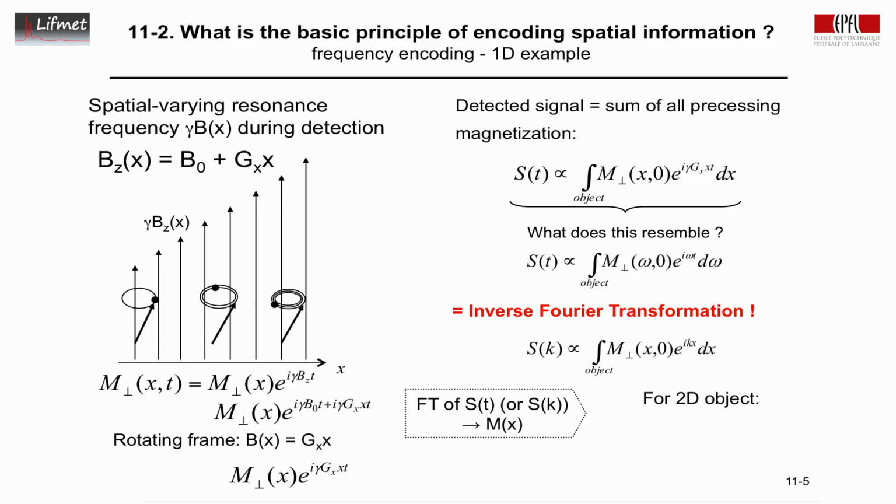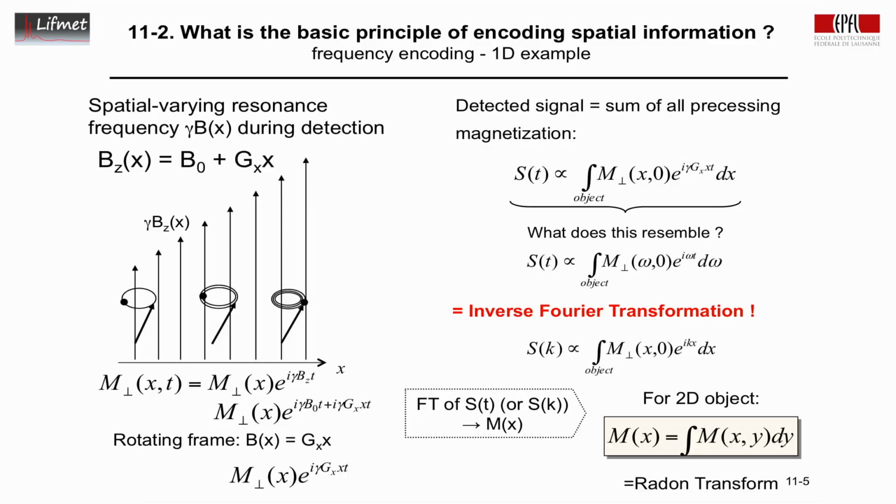If we write this now for a 2D object, then we obtain, by Fourier transformation, m of x. This m of x, for a two-dimensional object, is given by the integral of the magnetization in x and y along y, because we cannot distinguish the position in the y direction if we apply a gradient along x. Now, does this equation look familiar? You have certainly seen it in the first part of this course. We introduced it for computed tomography, and this is a Radon transform.